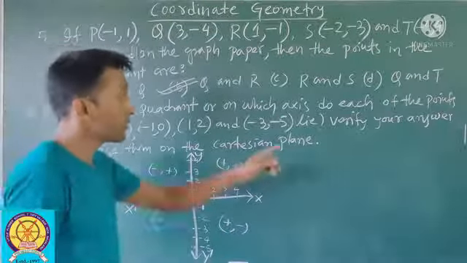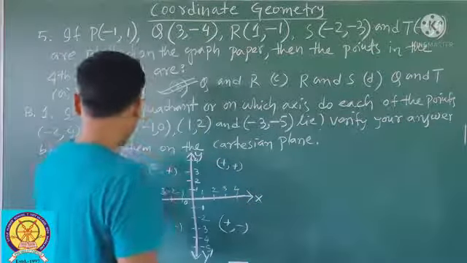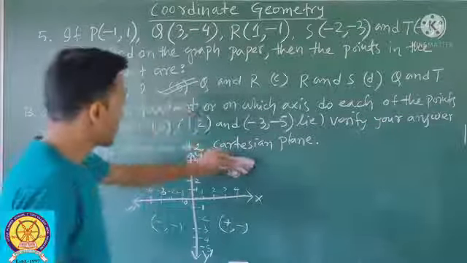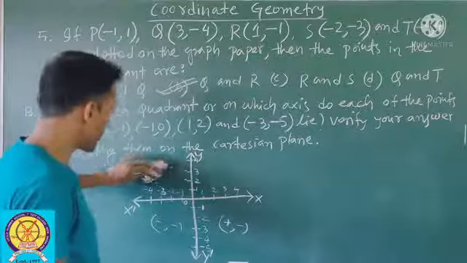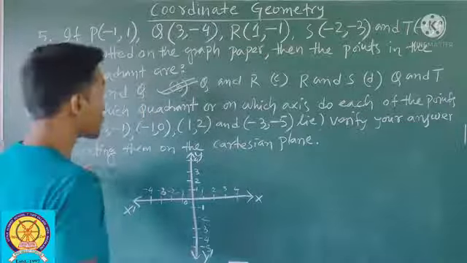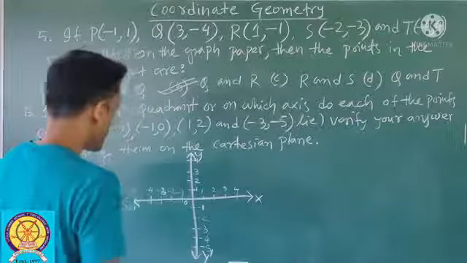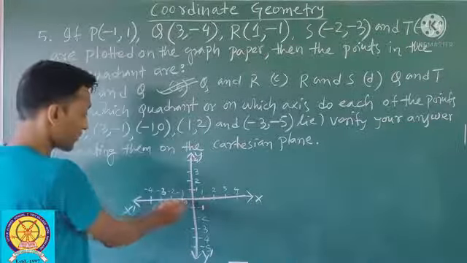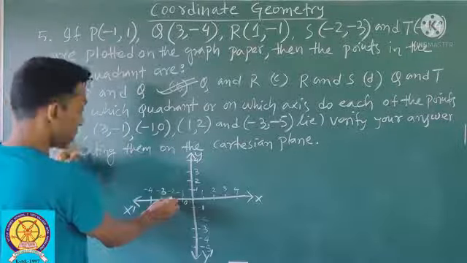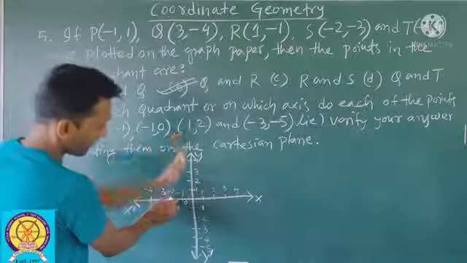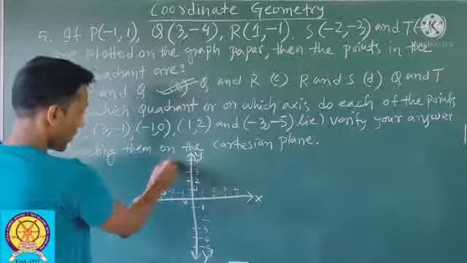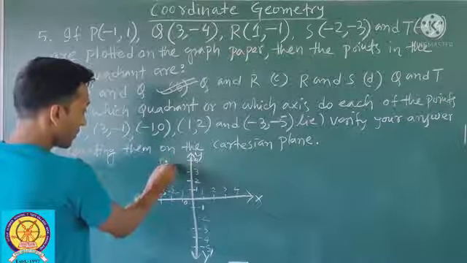Verify your answer by locating them on the Cartesian plane. So you have to plot these given points. The first point is (-2, 4). X is -2, on the x-axis: -1, -2. And y is 4, on the y-axis. This is your point.